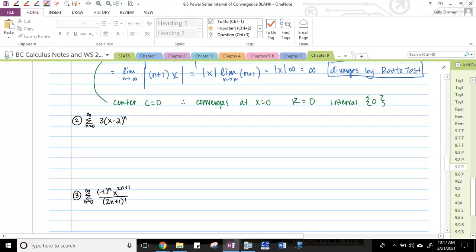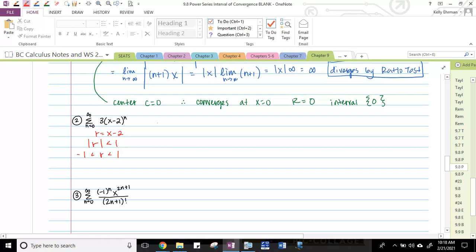All right, let's see. What about the next example? This one's not as complicated. This one looks kind of like a nice little geometric series. This would converge as long as, since r is x minus 2, remember, as long as the absolute value of r stays less than 1, or in other words, as long as r stays between -1 and 1, this geometric series would converge.